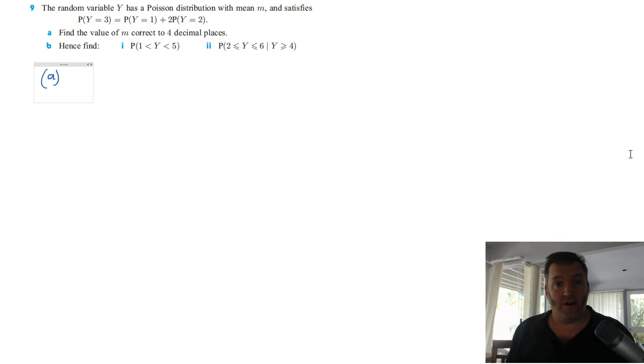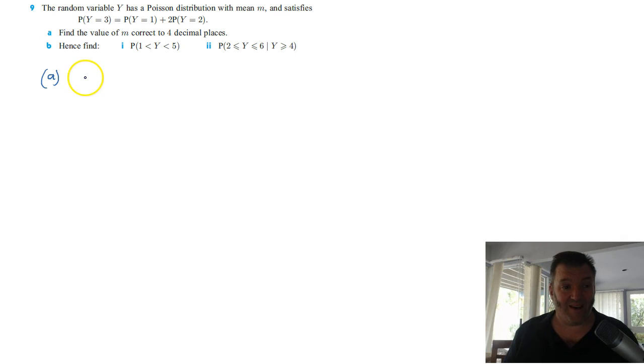Alright, so question 9 from the Poisson exercise, 25G. The random variable y has a Poisson distribution with a mean of m and satisfies probability of y equaling 3 is equal to the probability that y equals 1 plus 2 times the probability that y equals 2.